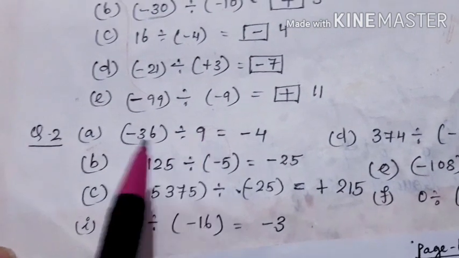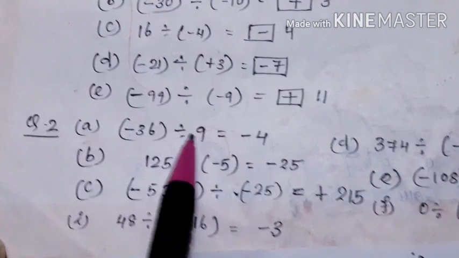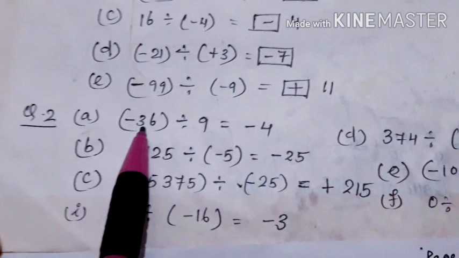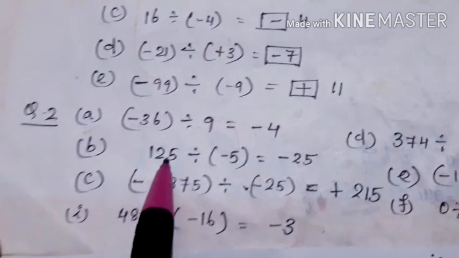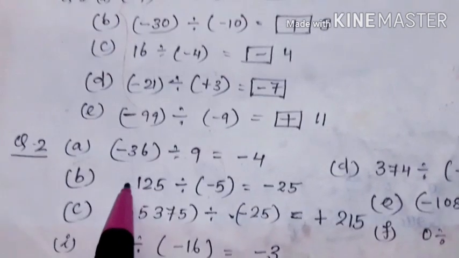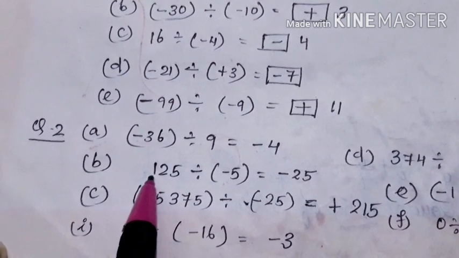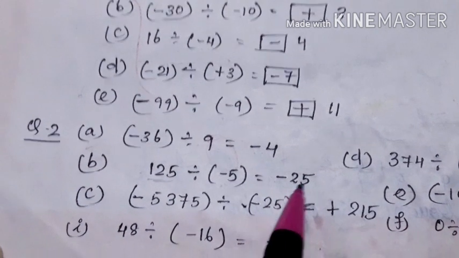Now question number 2. Find the quotient of the following. See, minus 36 divided by 9. What will be the quotient? Already I have told you minus divided by plus is equal to minus, then 9 4s are 36. Then 125 divided by minus 6. First you put the sign. Plus divided by minus is equal to minus. Then 5 you divide 125. What will be the quotient? 25.